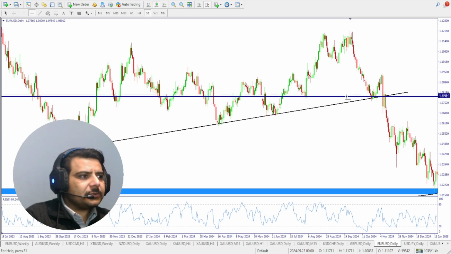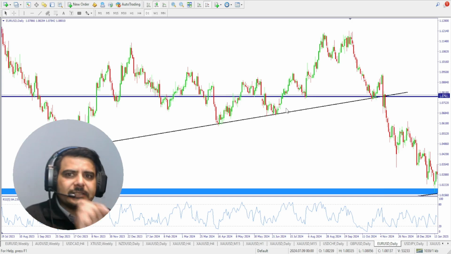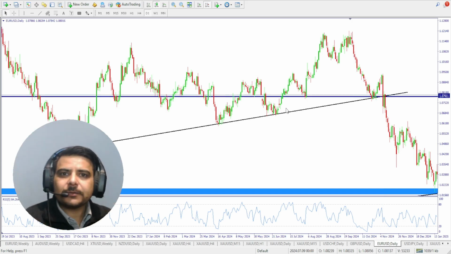this 1.07911. So right here the previous bullish trend has broken, right? And this information will be helping us decide our directions, our trades, our take profits, our stop losses, everything.